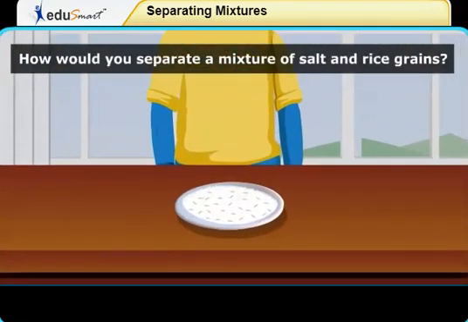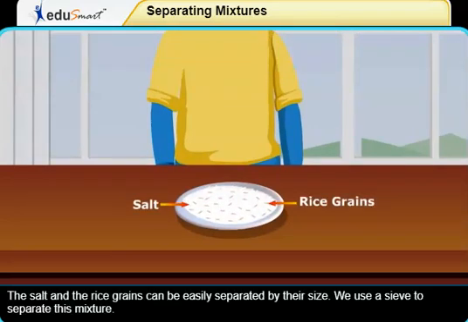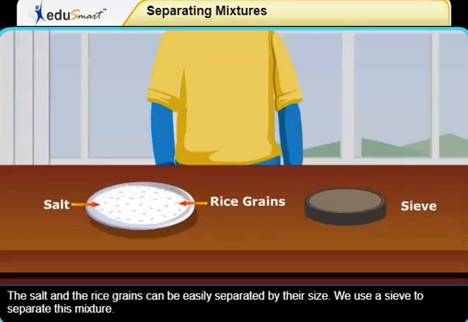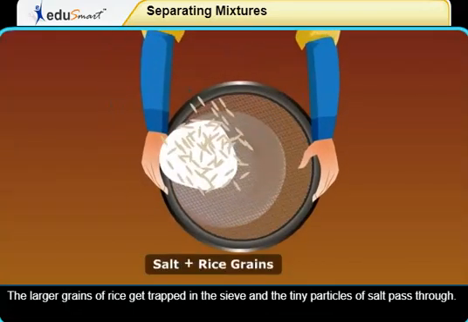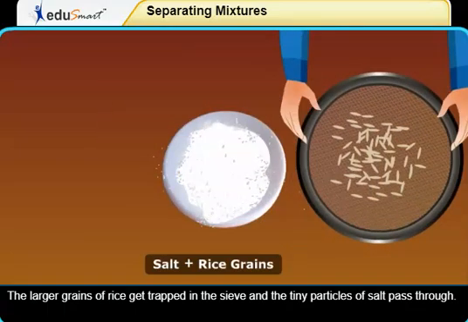How would you separate a mixture of salt and rice grains? The salt and the rice grains can be easily separated by their size. We use a sieve to separate this mixture. The larger grains of rice get trapped in the sieve and the tiny particles of salt pass through.